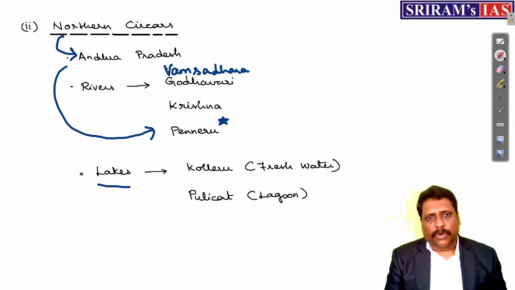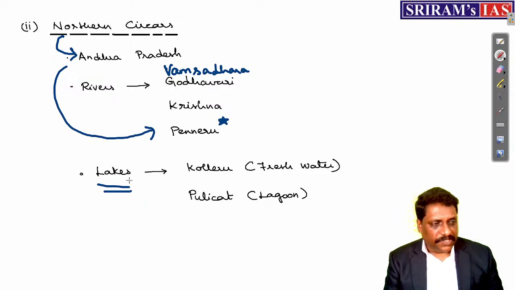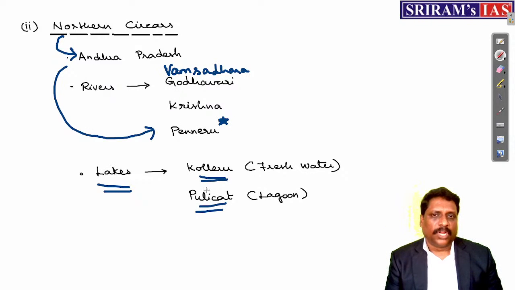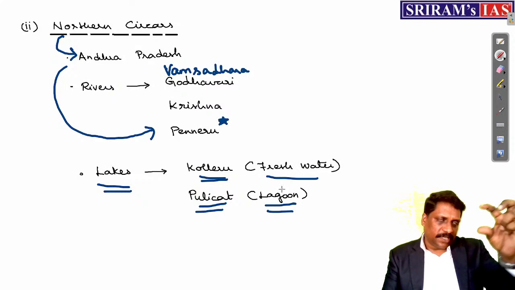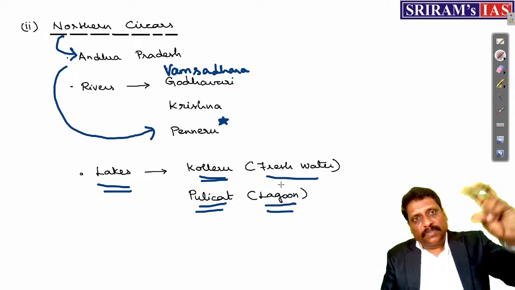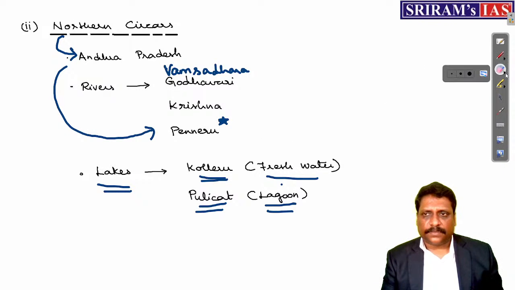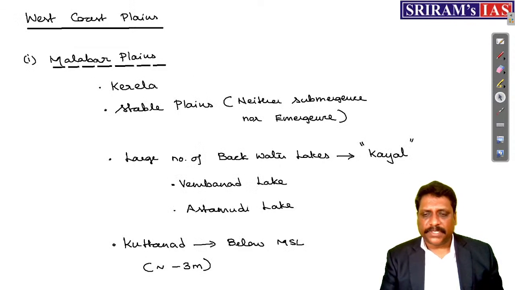In that way, when we talk about some of the very famous lakes in this region, my dear friends, you have lakes like Kolleru and Pulikat Lake. Kolleru is a freshwater lake, whereas Pulikat Lake is a lagoon. Pulikat Lake is located in such a way that part of this lake is there in Tamil Nadu and most of the lake is what? There in Andhra Pradesh. Okay. Then Tamil Nadu, you have the presence of Coromandel Plains.